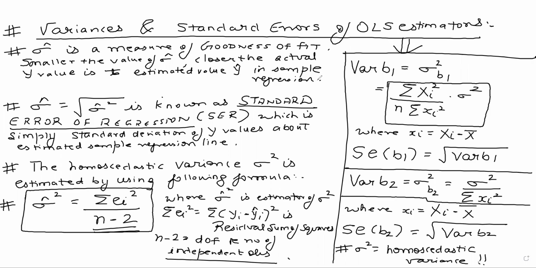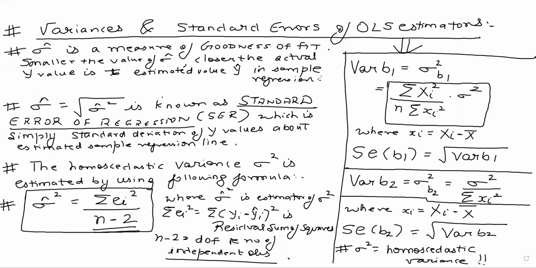Obviously, guys, we would want the standard error to be as small as possible. We would want to fit our sample line in such a way that the actual y values are closer to the y values which we have estimated from the sample regression. Basically, we would want the yi's, which are the actual y's, to be as close as possible to the yi hats, which are the estimated y's.